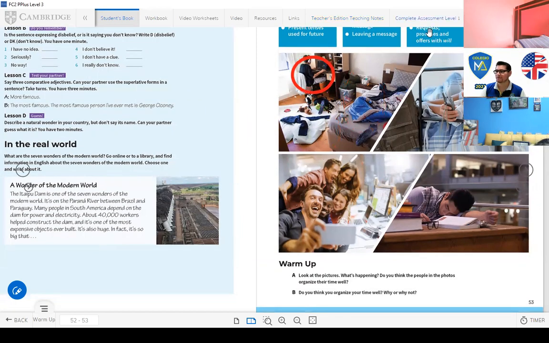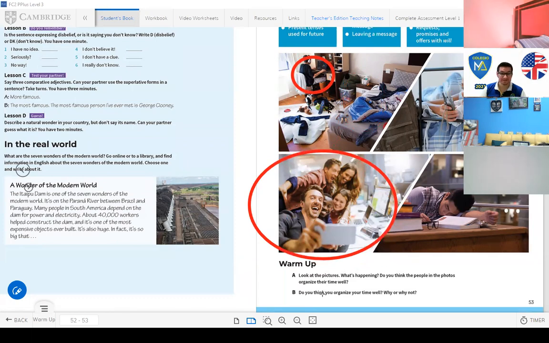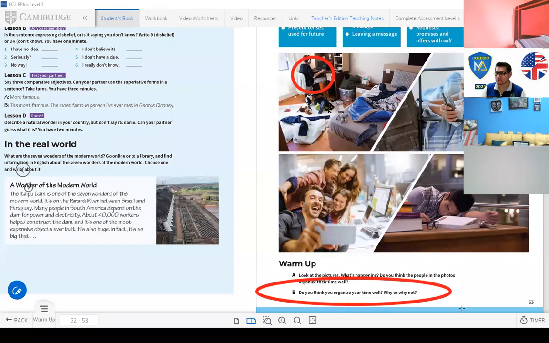What about this person? The bed is not made, and he is doing something with his cell phone. No, he didn't organize his time well. And look, what do you think about them? Do they organize their time well? Probably, right? And look at this one, my cat. He's sleeping. He didn't organize his time well, right? Do you think you organize your time well? Why or why not? Is it important, yes or no? It's really important to organize your time well.